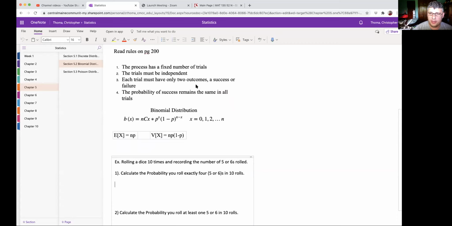The trials must be independent. We learned independence in chapter 4, right? One outcome has no effect on the other outcome. The trials must have only two outcomes, a success or failure. And success doesn't always have to be a good thing. All success means in a binomial distribution is: did what you were looking for happen, right? And if it did, that's a success. If it didn't, then that's a failure. So it either happens or it doesn't.